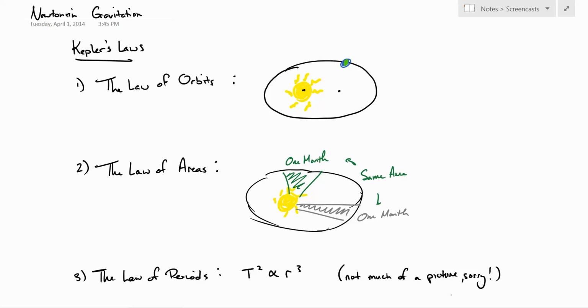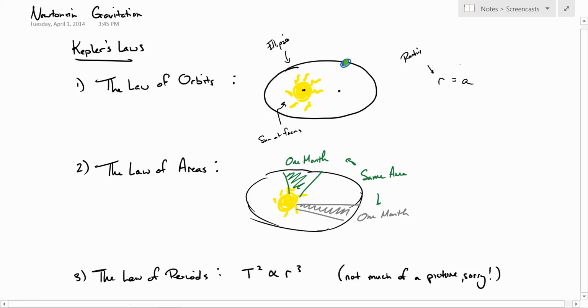The first one, the law of orbits, says that the planets move in an elliptical orbit with the sun at a focus. So this here is an ellipse, sun at a focus. For the most part, we're going to generally assume things are circles, but most of our results hold without fail, where the radius of a circle is replaced by the semi-major axis of an ellipse. So that's about that.